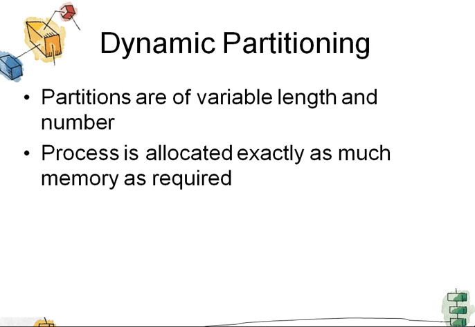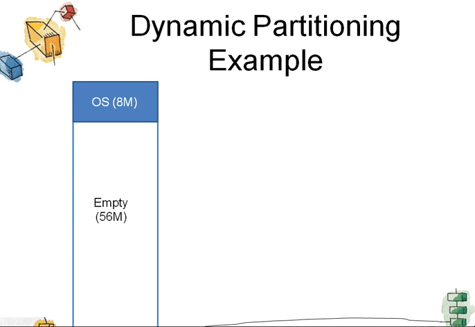The partitions are done according to the process size. So this varies in length and number. Here, the process is allocated as much memory space as is needed by the process. Let us have a look at an example. Suppose we have a memory. Right now we haven't done any partition to the memory. Only some of the space is reserved for the operating system. The rest of the memory is free.